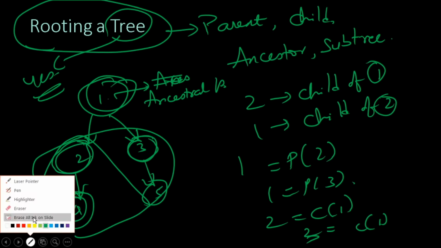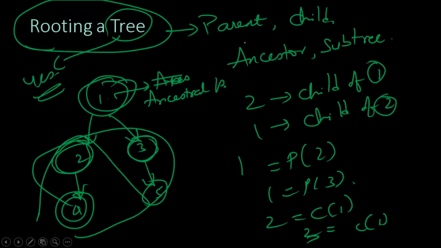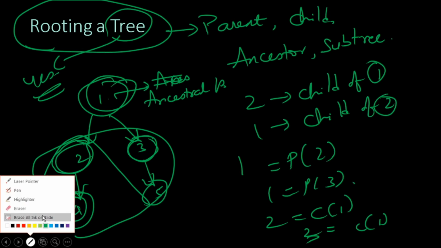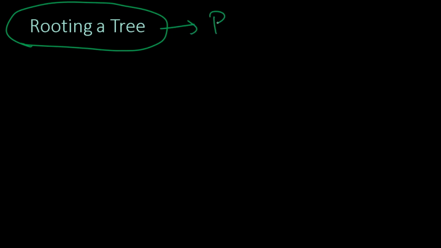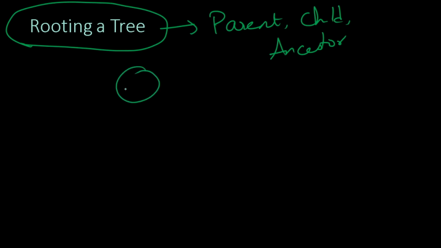So when we root, essentially what we are doing is we are defining parents. Rooting a tree simply means to define parent, child, ancestor. If you are able to define these relationships, you are rooting a tree. What does that mean? So you have a graph like this.